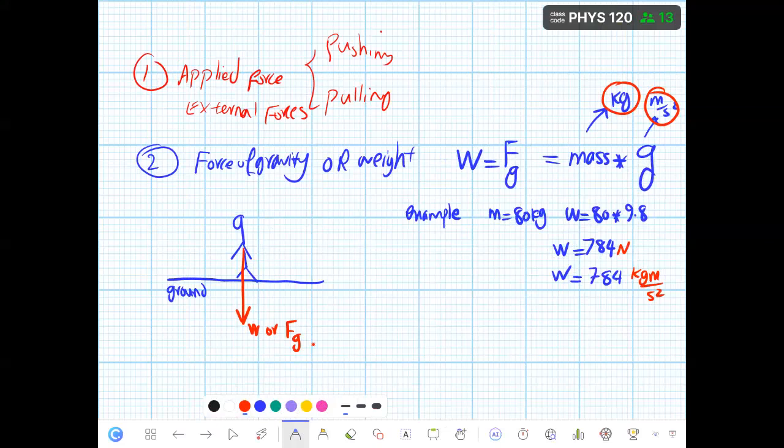Good. Force number 3, normal force or support force.